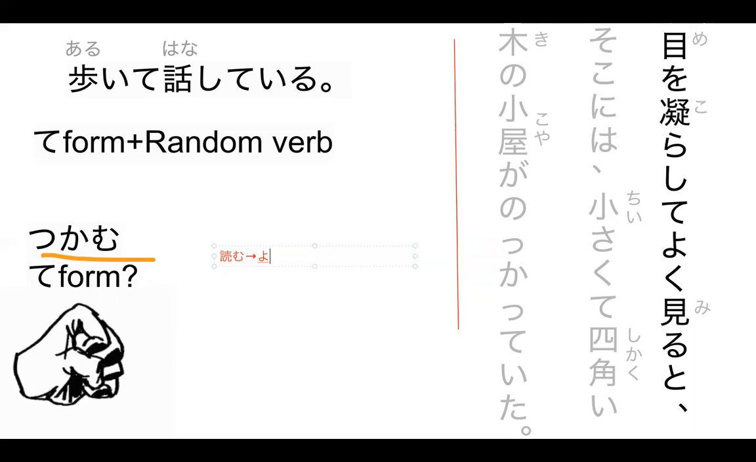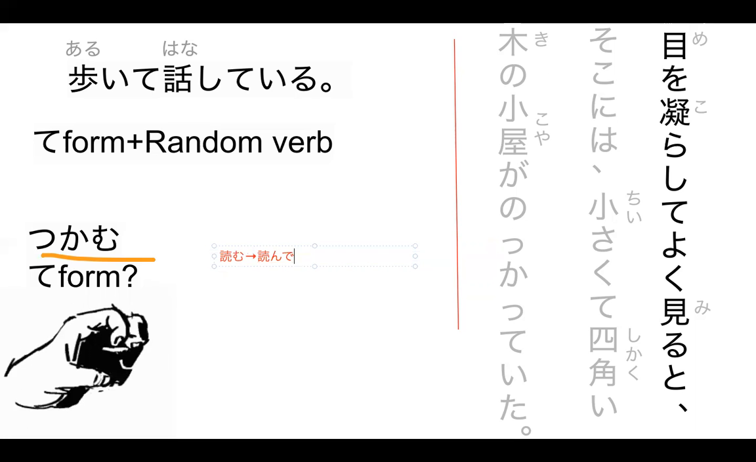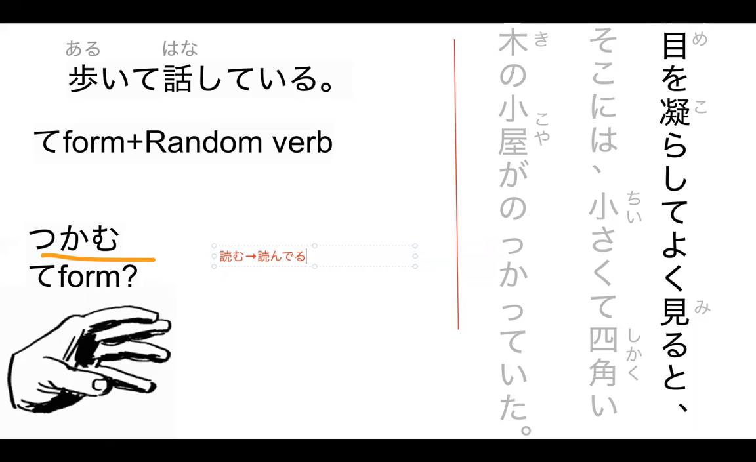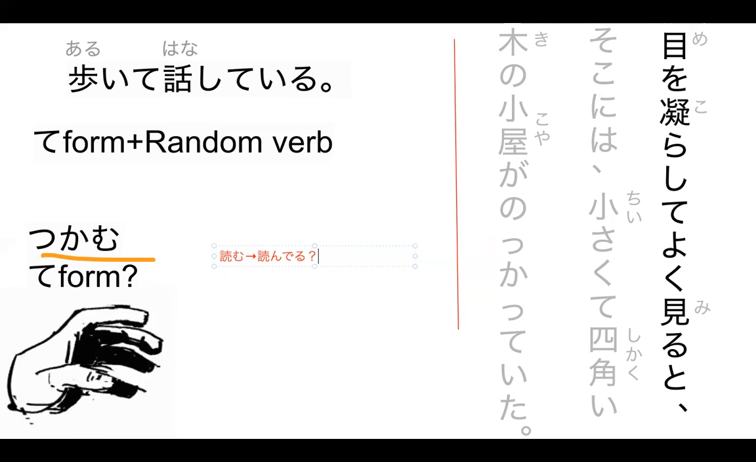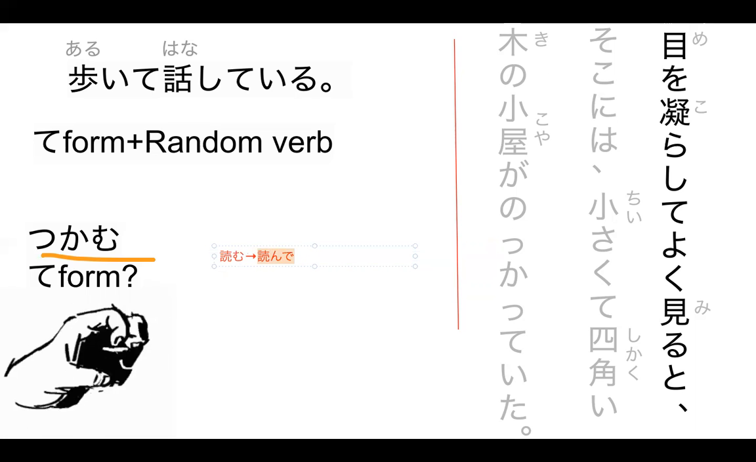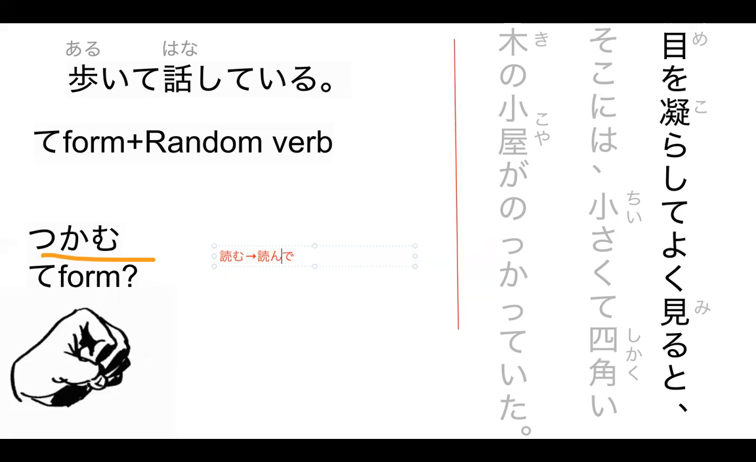I keep thinking with shite, so yomu wa shite, but it's actually yonde. So yonde. Like yonderu. Nan no hon yonderu. It's something that Annie said. What book are you reading? Yonderu. So yonde is the te form of yomu, which ends with a mu.